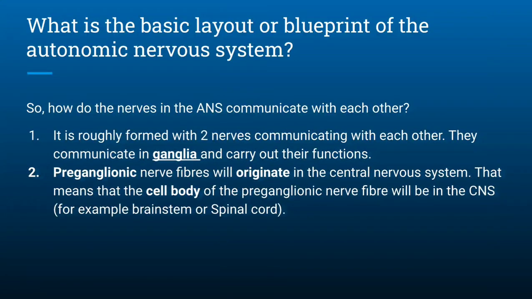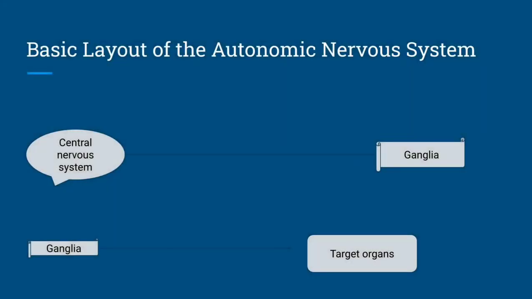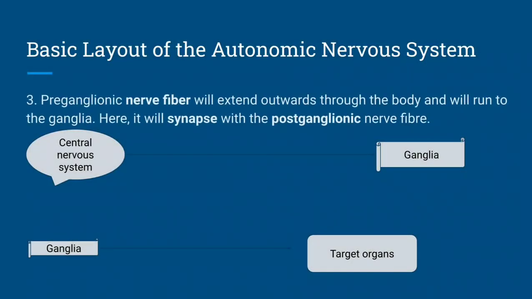So the preganglionic nerve fibers, that is the nerve fiber that originates before the ganglion itself, will originate in the central nervous system. Now most of the time it is either in the brainstem or the spinal cord. That means that the cell body of the preganglionic nerve fiber will be in the central nervous system. So here is the basic layout of the autonomic nervous system.